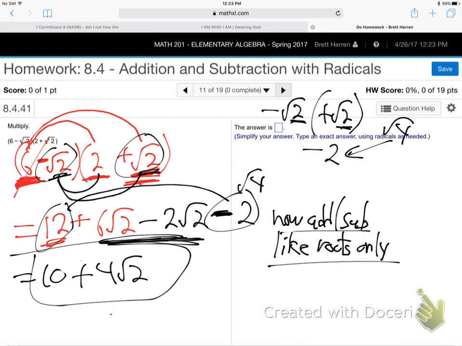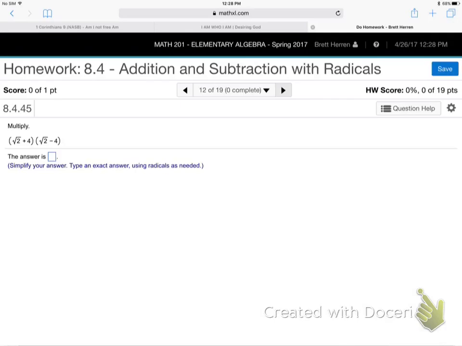Is that okay on that? Shall we try? All right, try that one. Root of 2 plus 4. Root of 2 minus 4. So FOIL that. First to both, second to both. It'll be difference of squares, right? It is, yeah. You recognize that, I think, right?